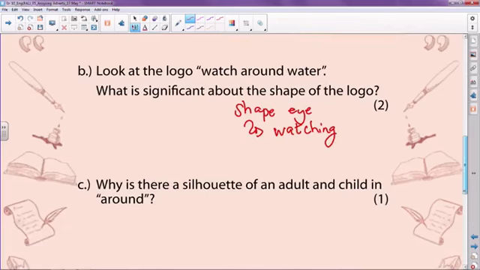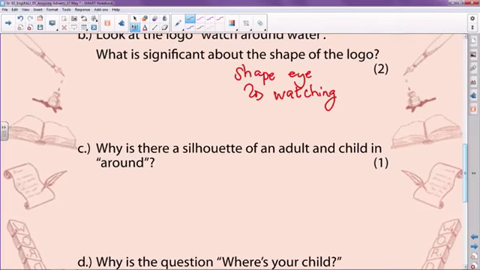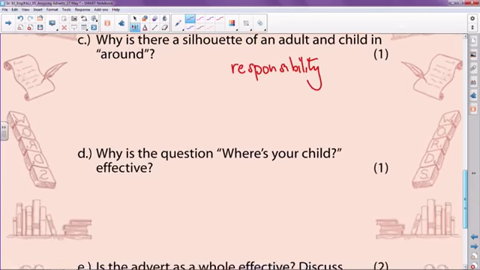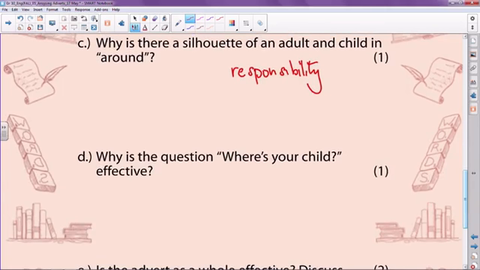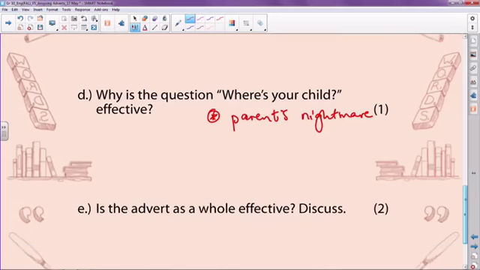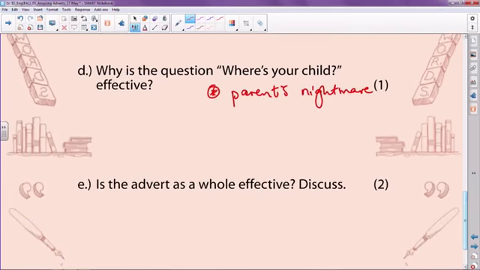Why is there a silhouette of an adult and a child around it? Well, you'd say it's the responsibility of the adult to look after the child, to make sure the adult knows where the child is. Why is the question, where's your child, so effective? Well, it's probably every parent's nightmare. Okay, every parent's nightmare, not knowing where their child is. So that would shock the parents or whoever out of complacency, so that they look after their children, particularly around water. And then finally, is the advert as a whole effective? This will be you. I would say absolutely, particularly because it is so shocking.